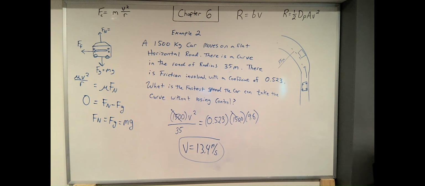Is that an okay speed? Yeah, I think so. It's not a very fast speed, but 35 meters isn't a very big radius, so it's probably a pretty tight corner that you're going around. I think that one just works out okay. Okay, on to another one.